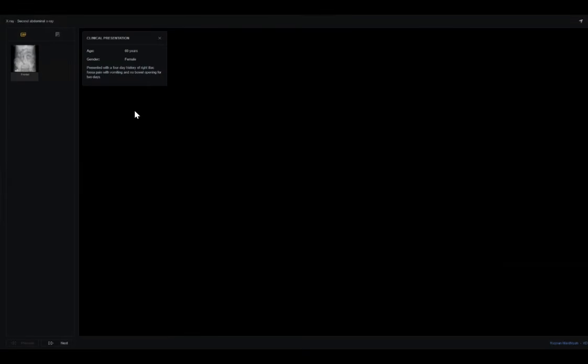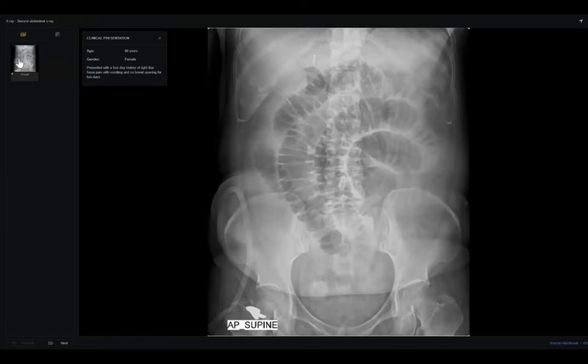Doctor, request control. This is a 60-year-old female patient presented with 4 days of right iliac pain and fever.